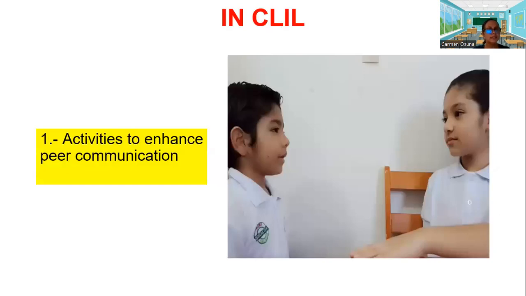In CLIL, there appear to be 4 types of activities, and the first one is activities to enhance peer communication. When we teach students, we have to create opportunities for peer communication so they can speak what they are learning. And here is a short conversation from 3rd grade students.